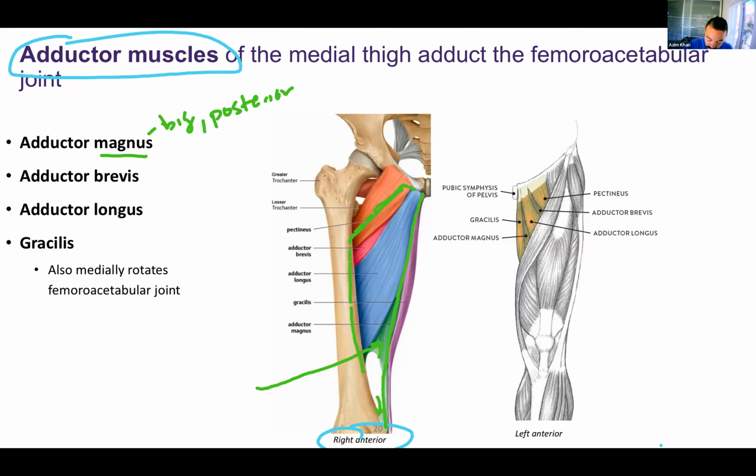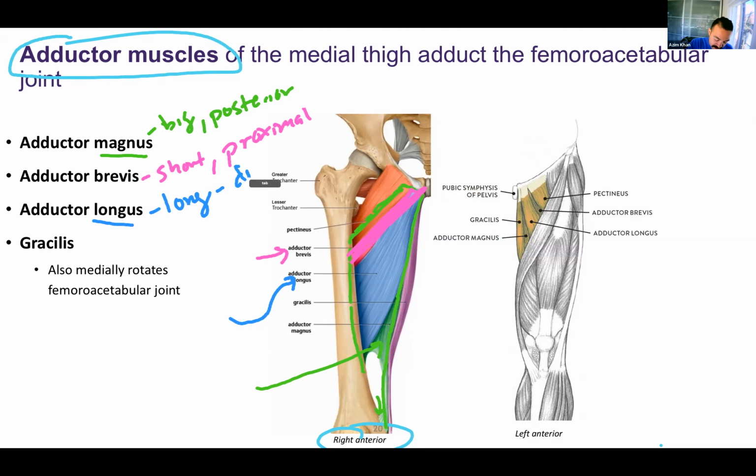Adductor brevis. Brevis means short. It's shorter because it's more proximal. It attaches to the pubis and to that middle portion, the diaphysis of the femur. Adductor brevis. Adductor longus. Longus means long, of course. It's longer because it goes more distally, has a longer extension. That's adductor longus.